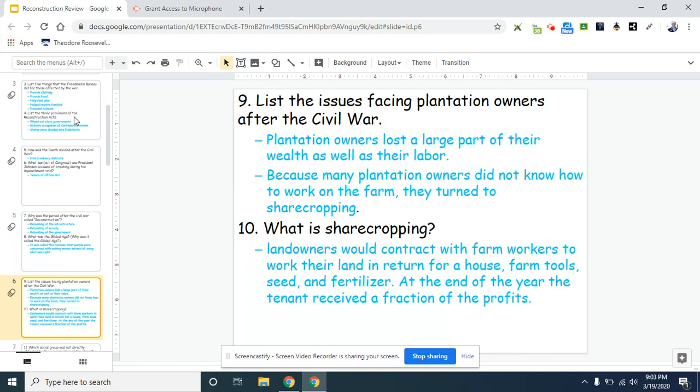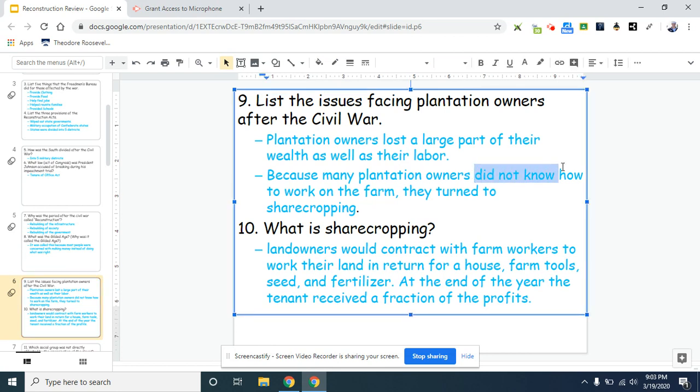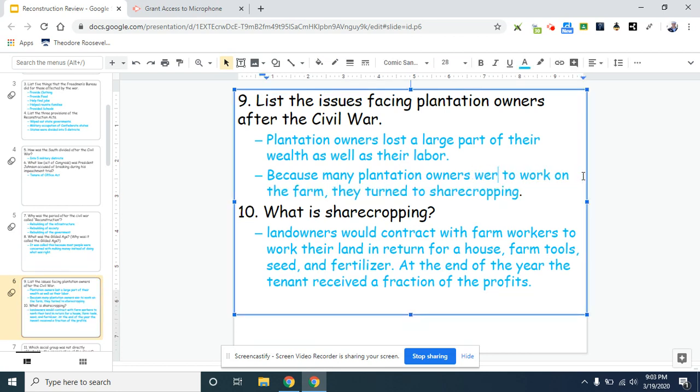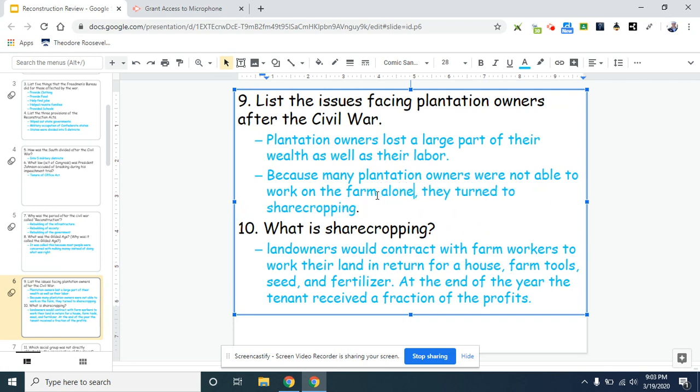All right, list the issues facing plantation owners after the Civil War. Plantation owners lost a large part of their wealth as well as their labor. They were not able to work the farm alone. Because think about this. You once had a couple hundred slaves to do this labor. Now, what is it? You, your wife, and two kids? Like, it's not possible. So they turned to sharecropping.